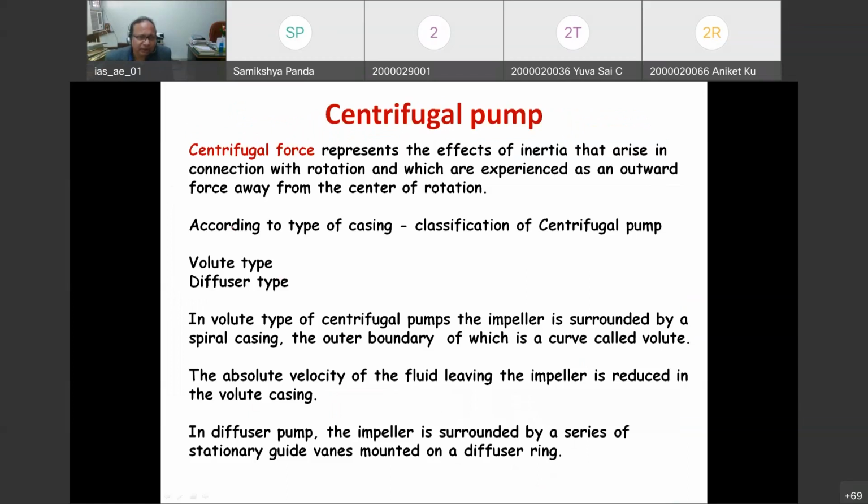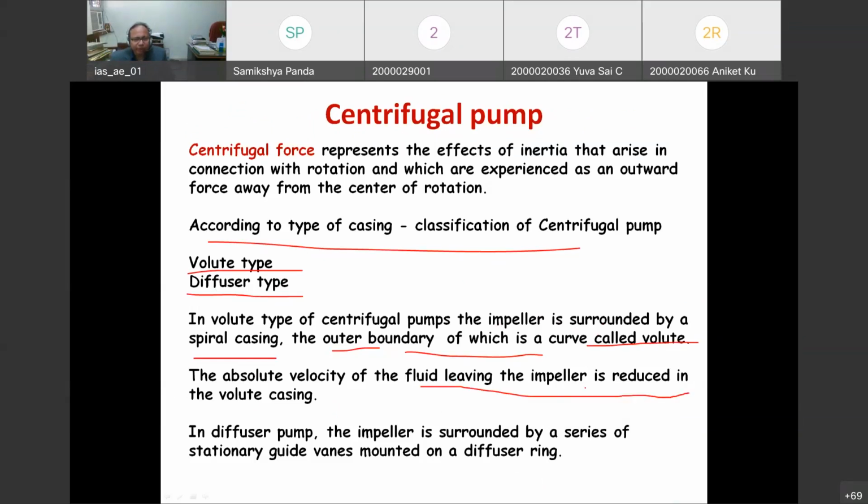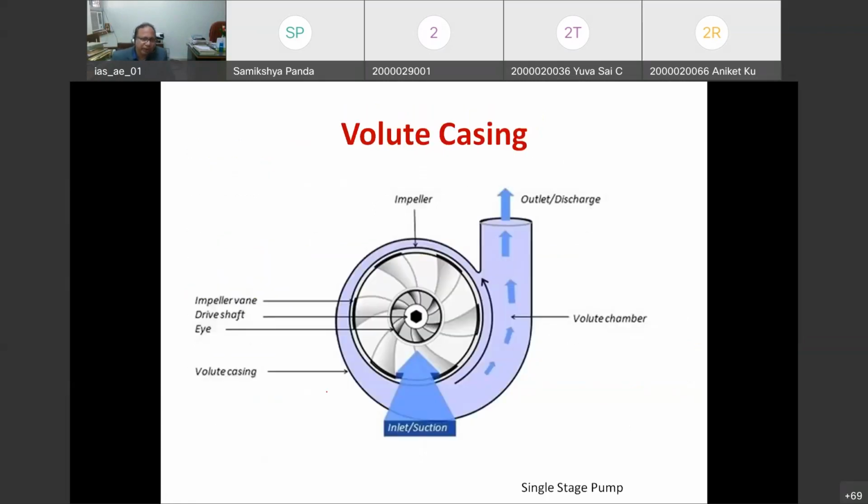Here you can see those casings. One is the volute type casing and the other is the diffuser type casing. In the volute type centrifugal pump, the impeller is surrounded by a spiral casing. The outer boundary, which is curved, is called the volute, and the absolute velocity of fluid leaving the impeller is reduced in the volute casing. Let us see this volute casing.